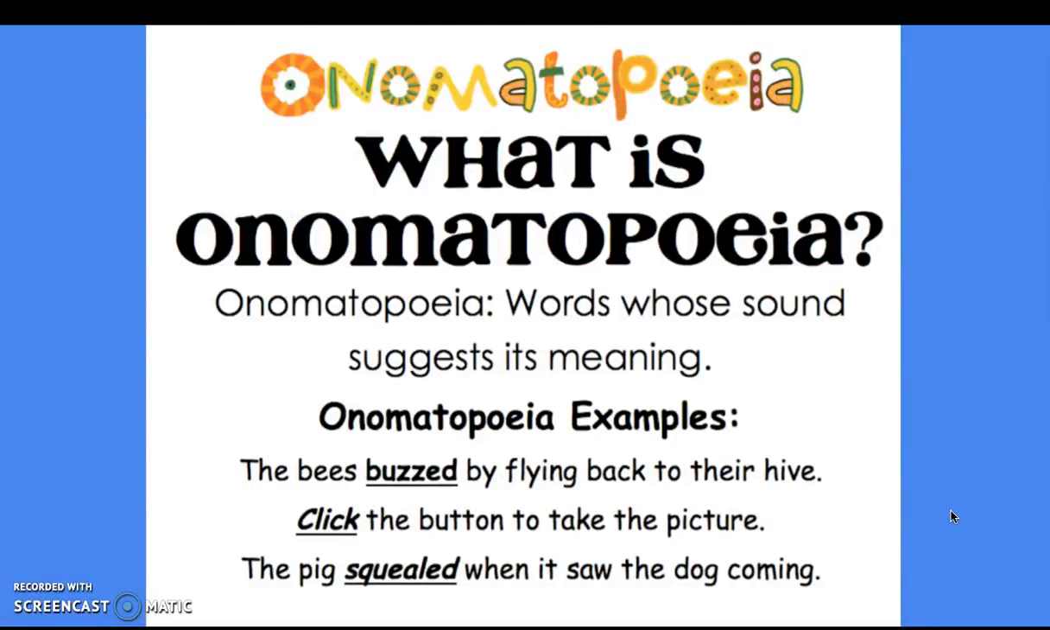So, like I said, an onomatopoeia is a word whose sound suggests its meaning. The bees buzzed by, flying back to their hive. Click the button to take a picture. The pig squealed when it saw the dog coming.